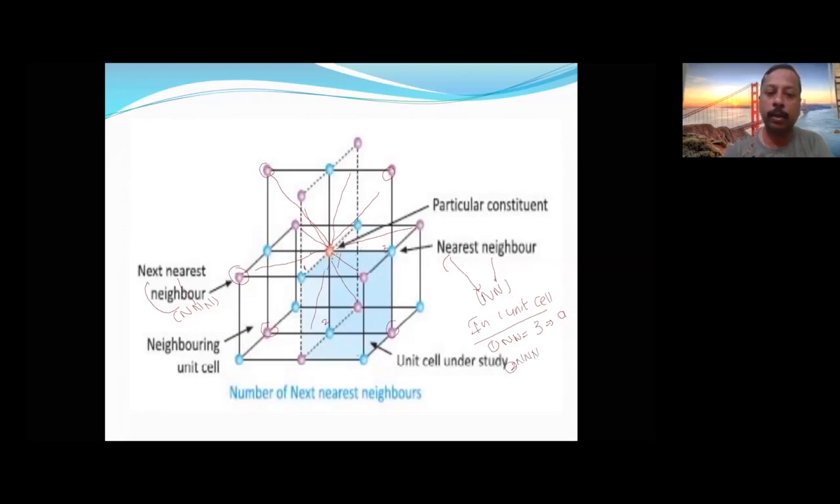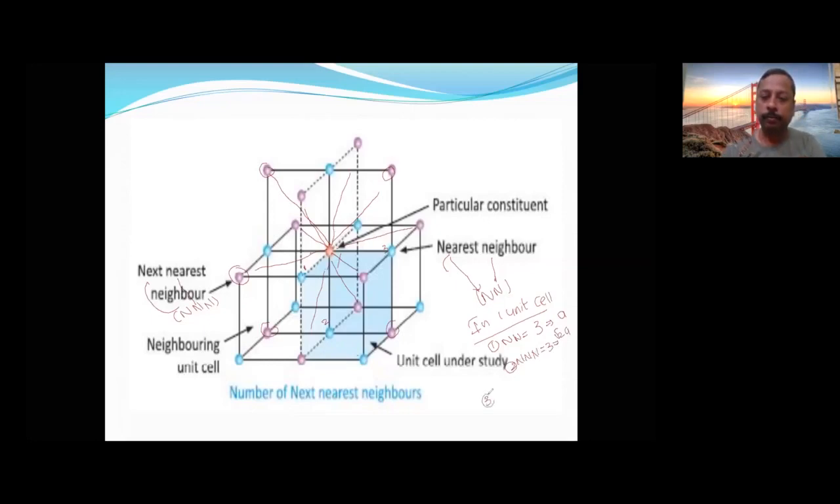How many are they again? Diagonally opposite in the same plane, this one and this one. So the next nearest neighbors also will be 3, but the distance will be root 2a. Is that clear?